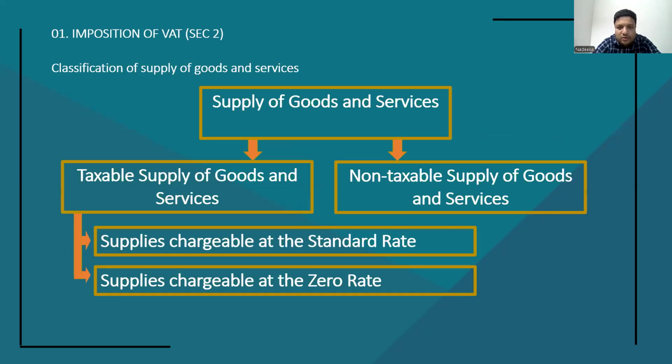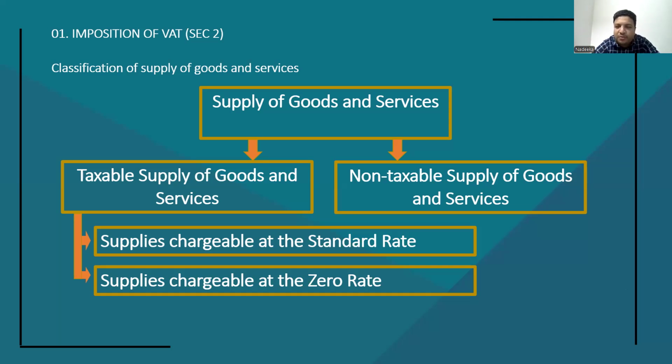Right. Now let's look at this slide. Supply of goods and services can be divided into two: taxable supply of goods and services and non-taxable supply of goods and services, also known as exempt supplies. So we have two supplies. Some are taxable, some are non-taxable. And the taxable supply of goods and services we have again divided into two: supplies chargeable at the standard rate and supplies chargeable at the zero rate. Right? The standard rate, zero rate, and non-taxable supplies we will discuss during the presentation.